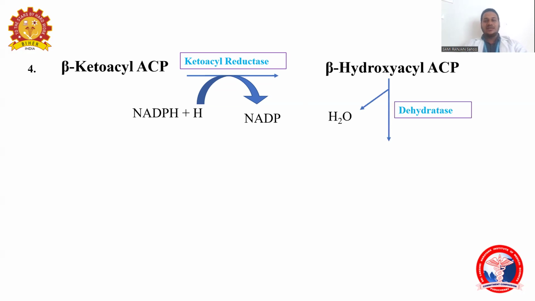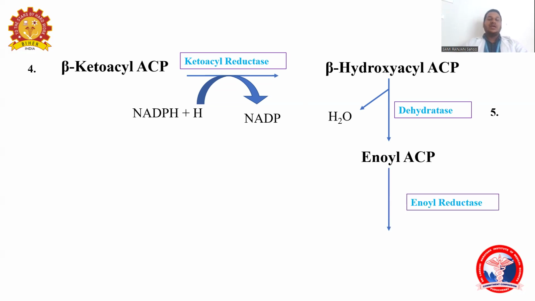This is the fourth reaction. From the fourth reaction, a water molecule is removed with the help of dehydratase, and beta hydroxy acyl ACP forms enol ACP. This is called the fifth reaction. And the sixth reaction: enol ACP, with the help of enol reductase, needs NADPH. NADPH is converted into NADP to form butyryl ACP. This is very important, to form butyryl ACP. This is the sixth reaction.